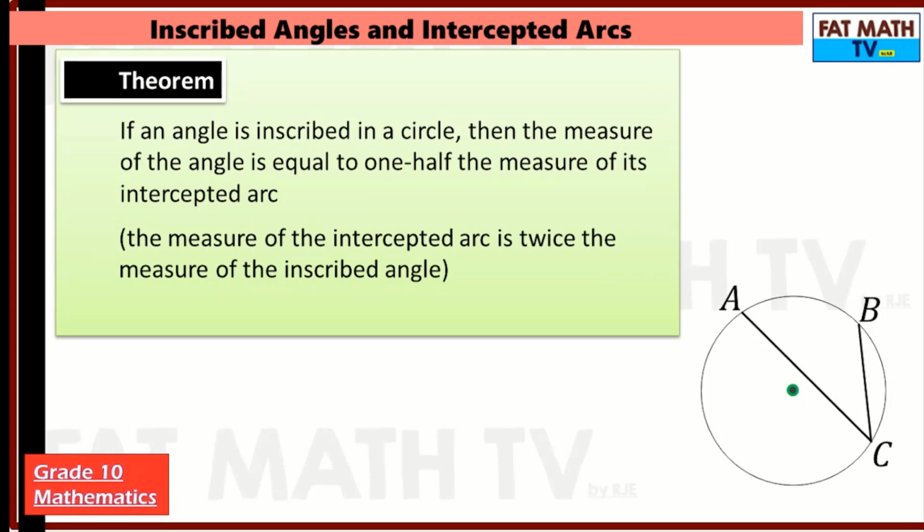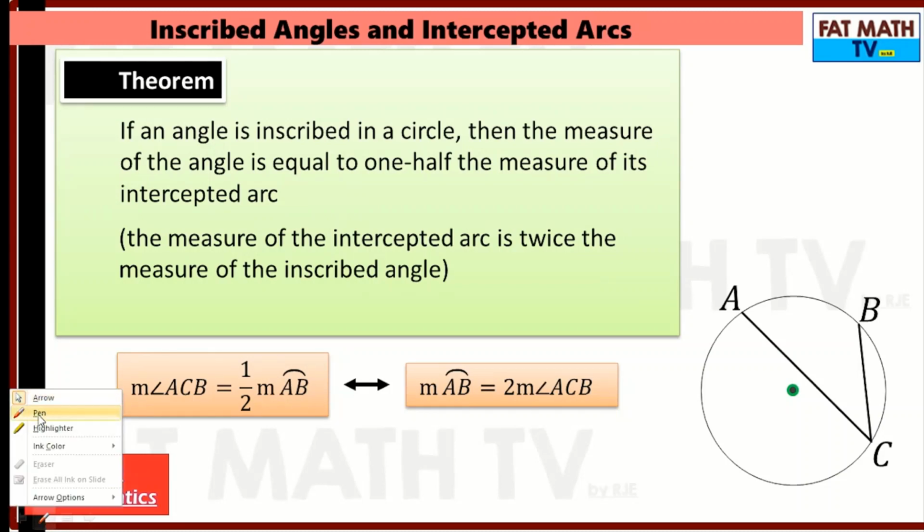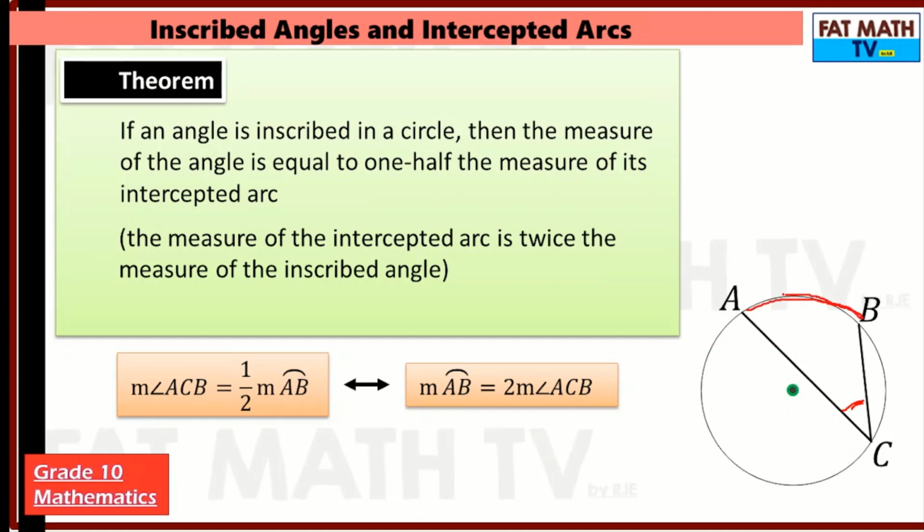For example, we have this illustration. Angle ACB is the inscribed angle, and arc AB is the intercepted arc. So the measure of angle ACB is half the measure of arc AB, or you can say that the measure of arc AB is twice the measure of angle C. For example, if angle C is 30, arc AB is 60. If this is 40, arc AB is 80 degrees.